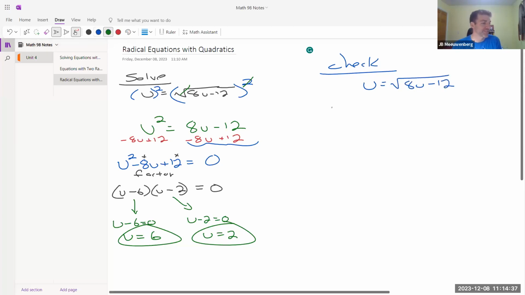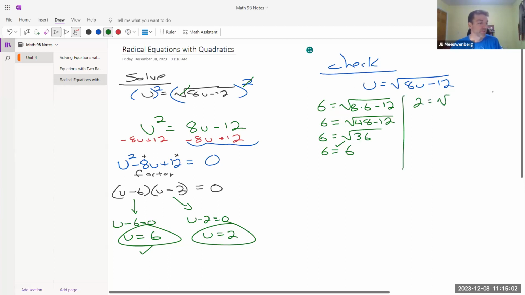So let's check 6 first of all. 6 equals the square root of 8 times 6 minus 12. Does 6, I'm really asking a question, does 6 equal the square root of 48 minus 12, which is the square root of 36? Yeah, that checks out. Yay, 6 is a solution. Now we're going to check the 2.